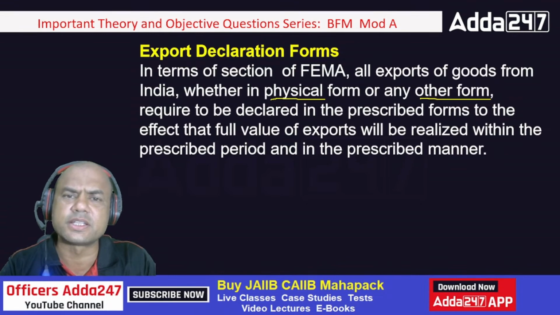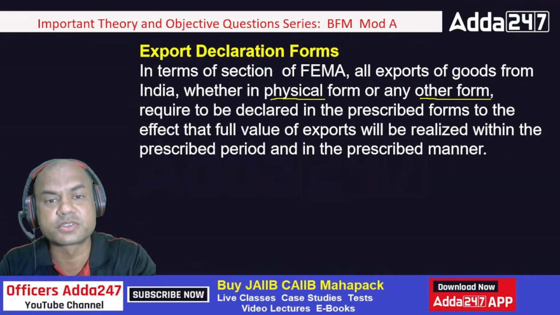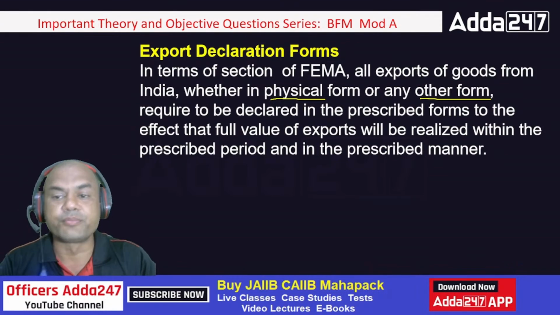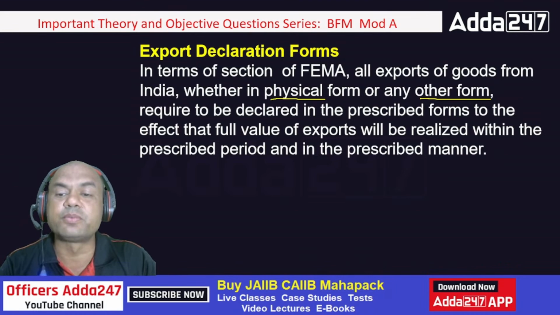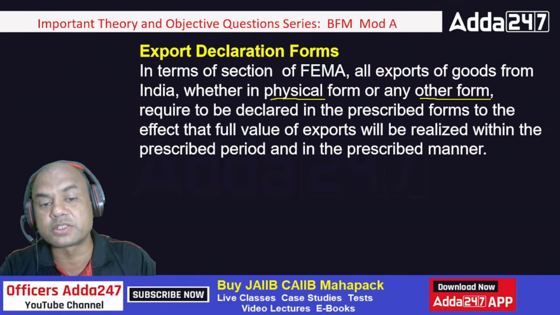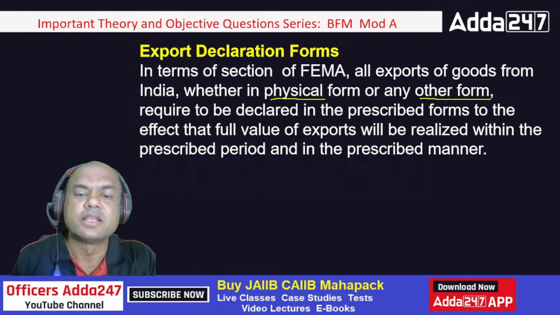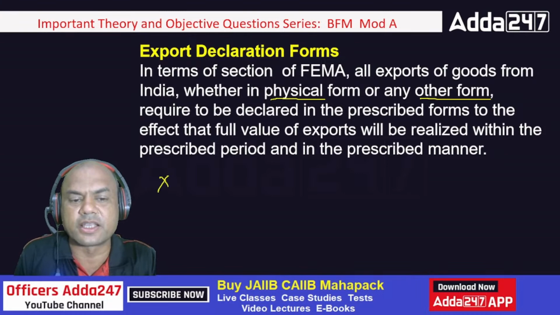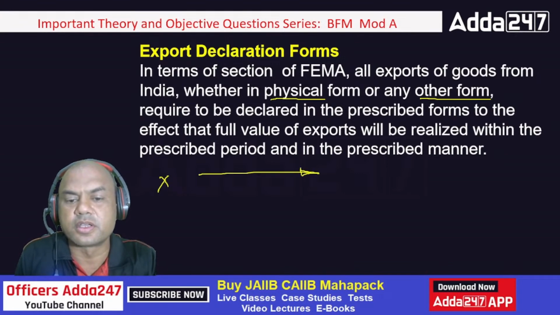IT, Infosys, TCS, what are these? Huge exports. What do they export? They export nothing, only services, isn't it? So they are required to be declared in prescribed forms to the effect that the full value of exports will be realized within the prescribed period and in the prescribed manner. What do you mean by all this? Here it means that suppose person X has exported some goods of, let's say, dollar 1000.